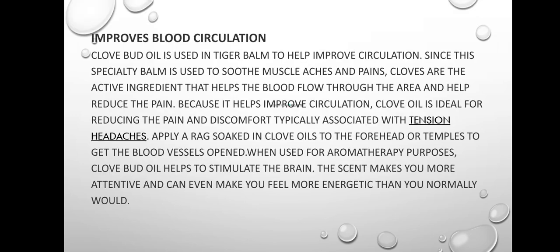Improving blood circulation. Clove bud oil is used in tiger balm to help improve circulation. Since this balm is used to soothe muscle aches and pains, cloves are the active ingredient that helps the blood flow through the area and helps reduce the pain. Because it helps improve circulation, clove oil is ideal for reducing the pain and discomfort typically associated with tension headaches. Apply a rag soaked in clove oil to the forehead or temples to get the blood vessels open.